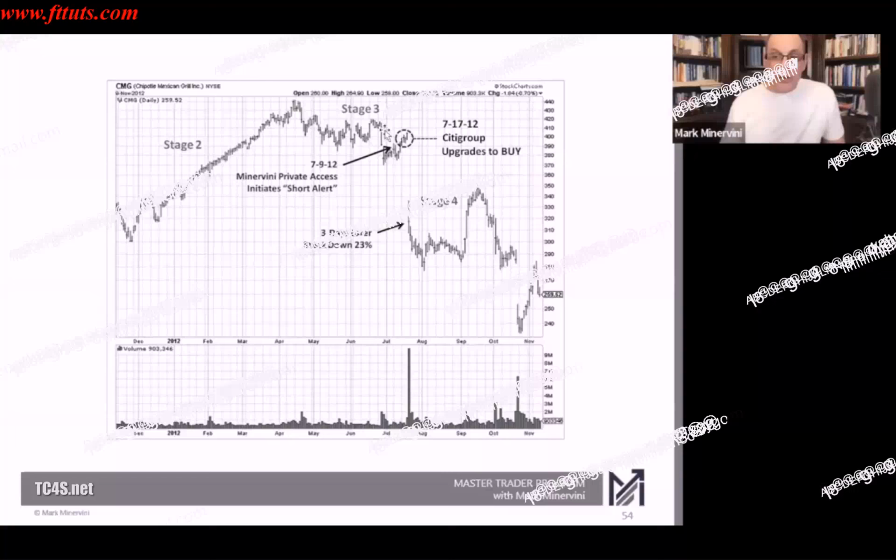This is just an example of a stock that we put on short alert. After it was stage 3, it started breaking and it looked like it was entering into stage 4, had a little rally, and right here, Citigroup upgraded it to a buy. 3 days later, the stock implodes down 23%, and you're in a clear stage 4. And then, more buys came in.